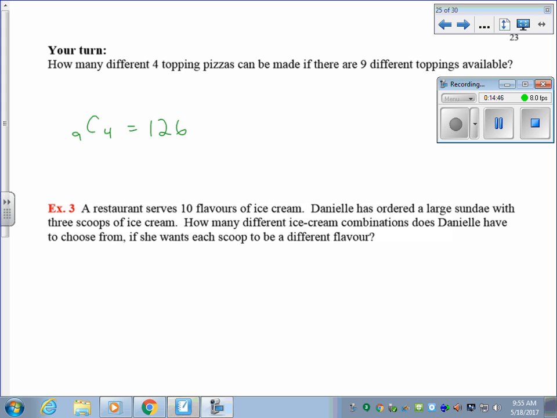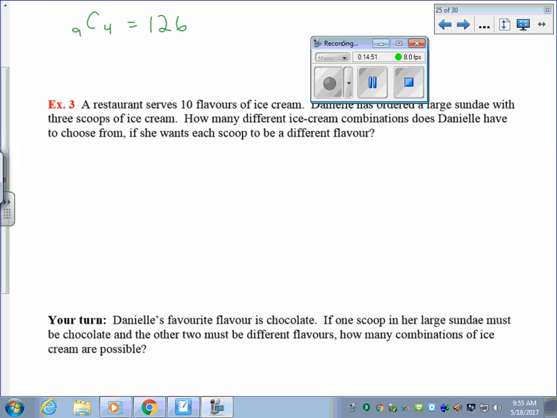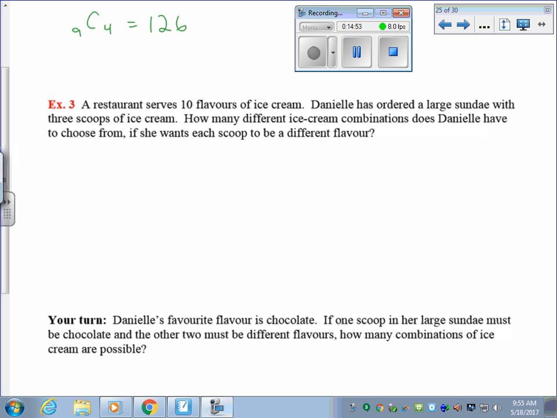Okay. So example 3. The restaurant serves 10 flavors of ice cream. Danielle has ordered a large sundae with 3 scoops of ice cream. How many different ice cream combinations does Danielle have to choose from if she wants each scoop to be a different flavor? So the assumption that you're making here is that if you've got chocolate, vanilla, strawberry, that's the same thing as strawberry, chocolate, vanilla, the same thing as vanilla, chocolate, strawberry, and so on. That a sundae with those 3 flavors is the sundae with those three flavors, no matter what order the scoops come in the tray that you get them in.